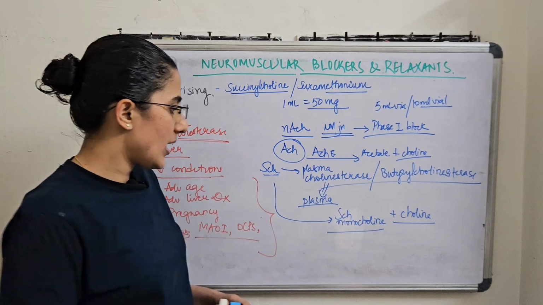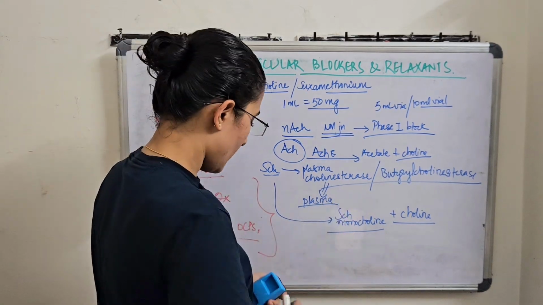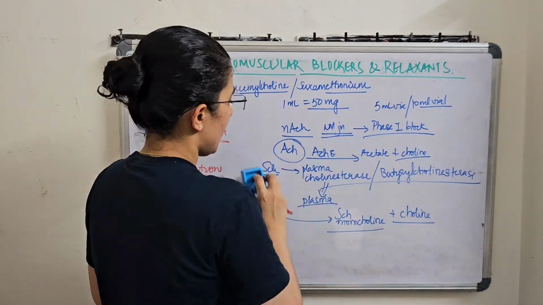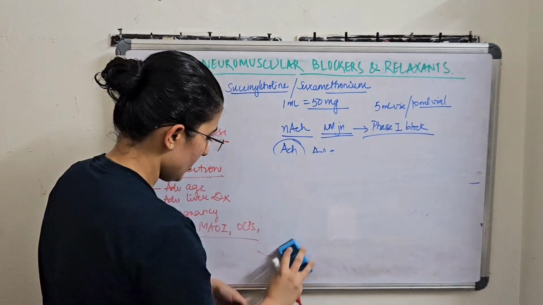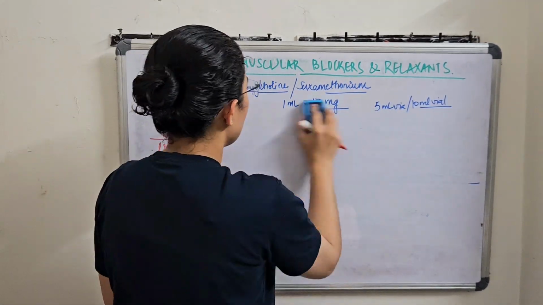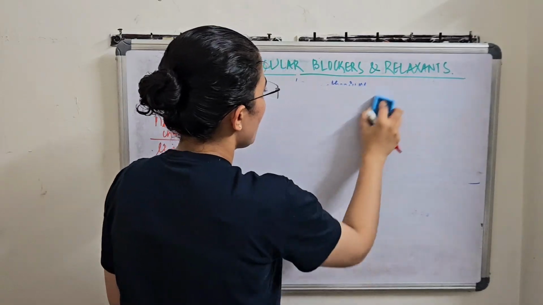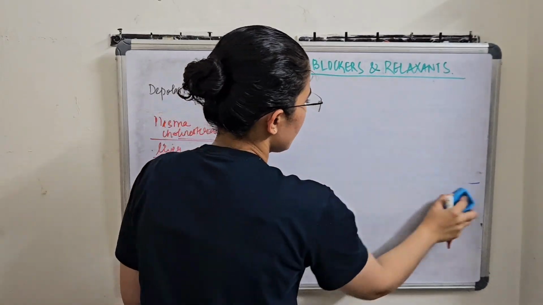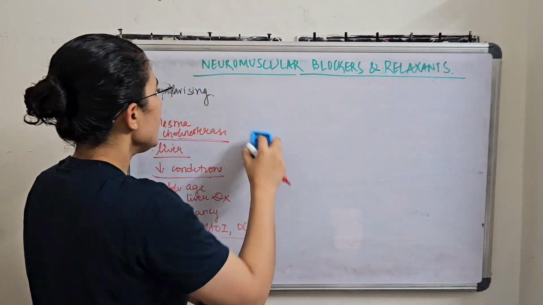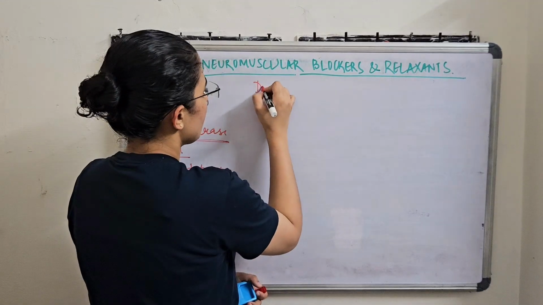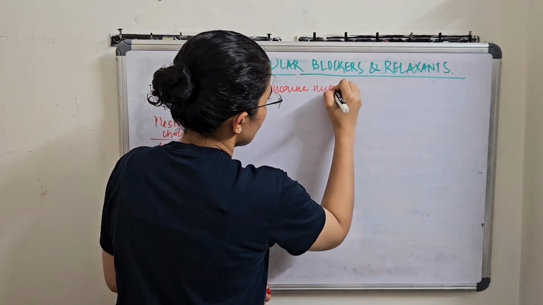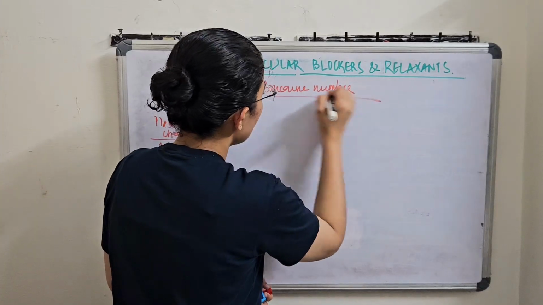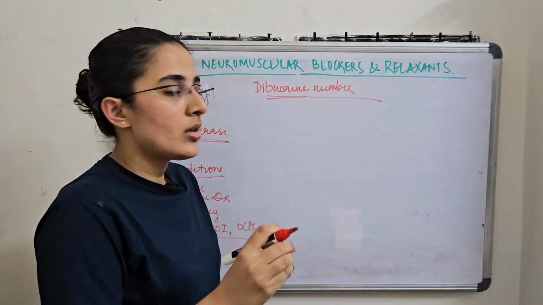So one thing which we have to remember regarding this plasma cholinesterase is what is called the dibucaine number. This is very important in consideration with succinylcholine. I'll tell you why. So this is what the dibucaine number is. Dibucaine is basically a local anesthetic, right?